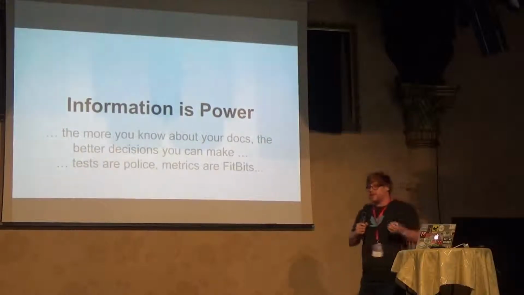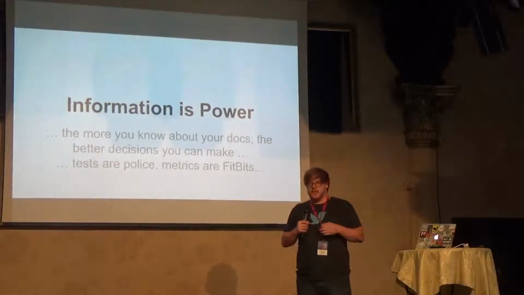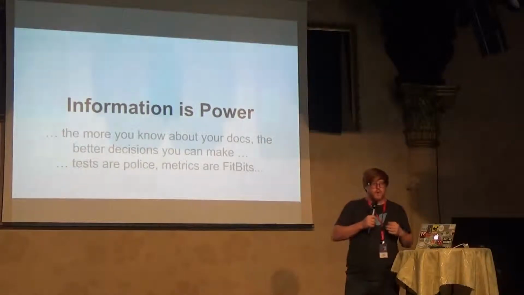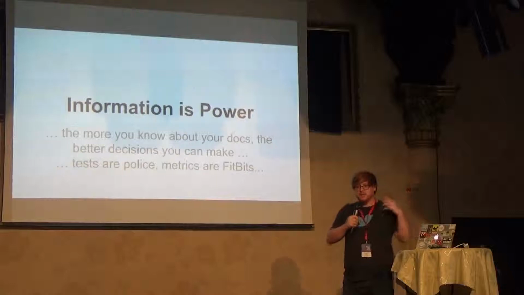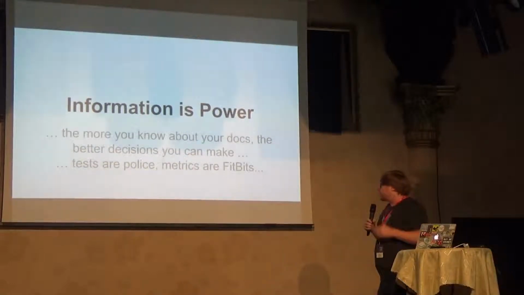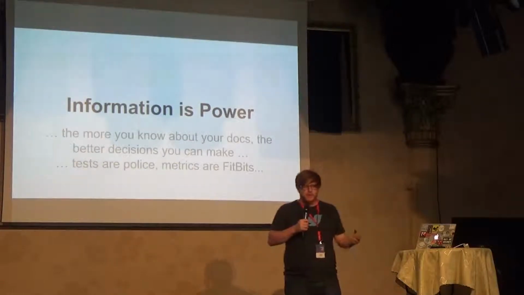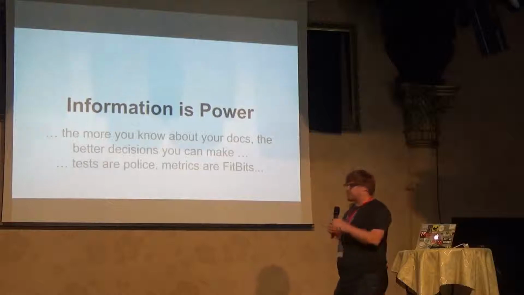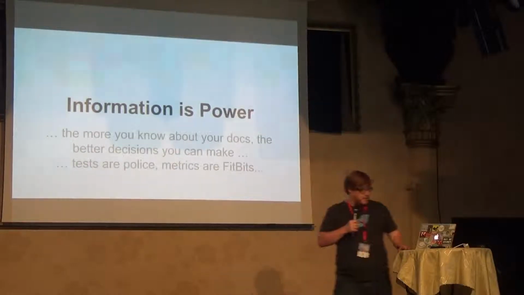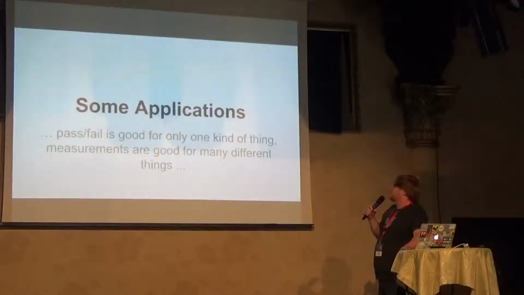Once we have some information, we can start making decisions. We can start looking at trends in that information, and we can start figuring out what is right. Because you might have a lot of ideas about what's right, but that may not actually be true. So the more you know about it, the better decisions you can make. Testing is more like having a police force, whereas metrics are more like having a Fitbit. So I'd like to have a Fitbit before I have police.